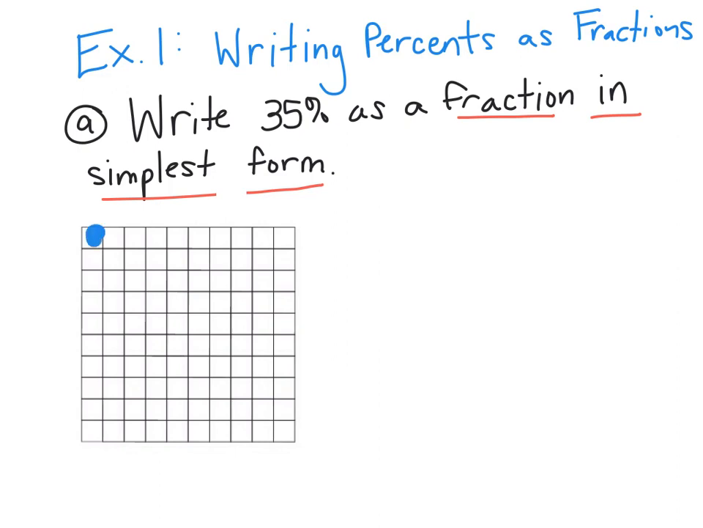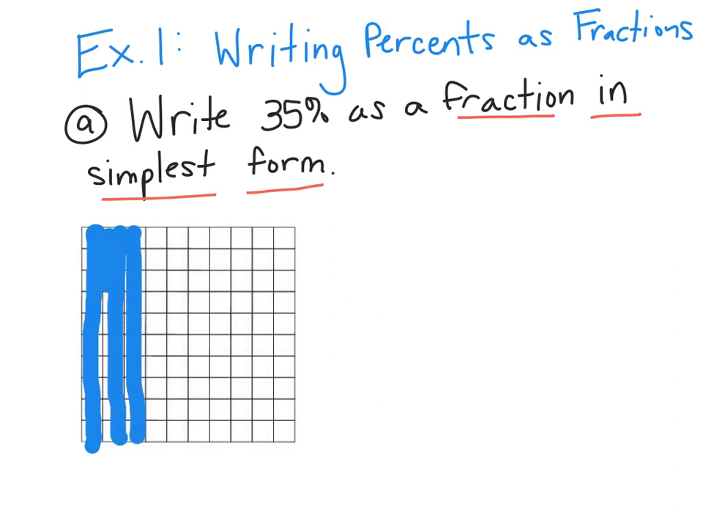So every box in here is 1/100th, so each row is 10. So we've got 10, 20, 30, and I don't really care how neatly you fill those in, as long as you can understand that that's 3 rows and then 1, 2, 3, 4, 5 of another row. So that's 35 altogether out of 100.